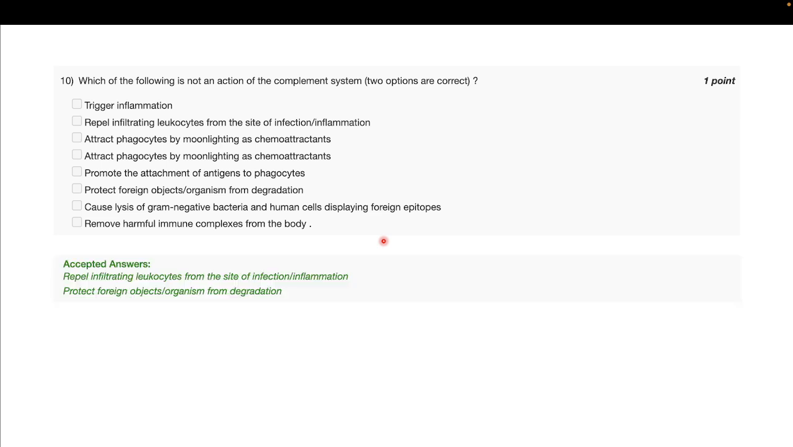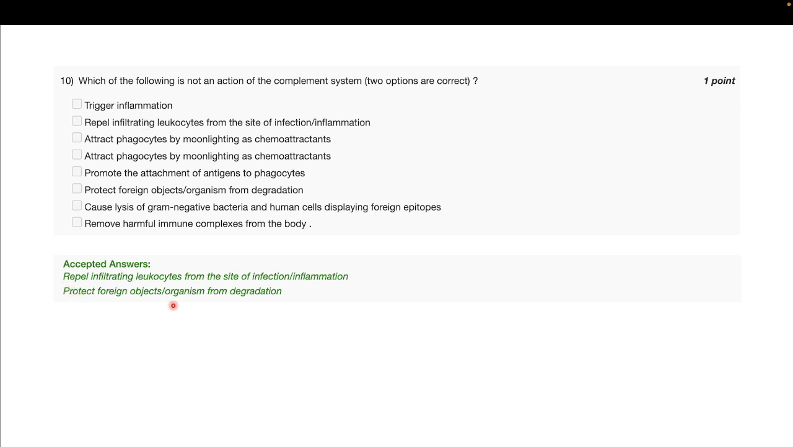Yeah, you're correct. So, okay, no, wait, we are not correct with this. Yeah, we have to choose what are not the actions of the complement system. So you were partly right in selecting option 2. It does not repel infiltrating leukocytes from the site of infection. It actually signals the leukocytes to come to the site of infection or inflammation.